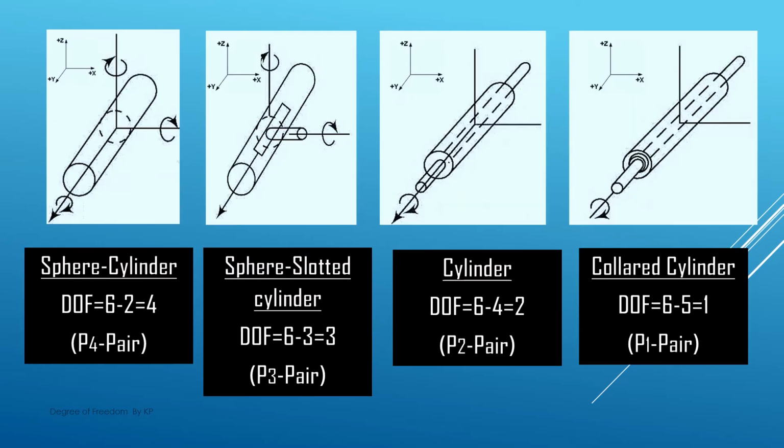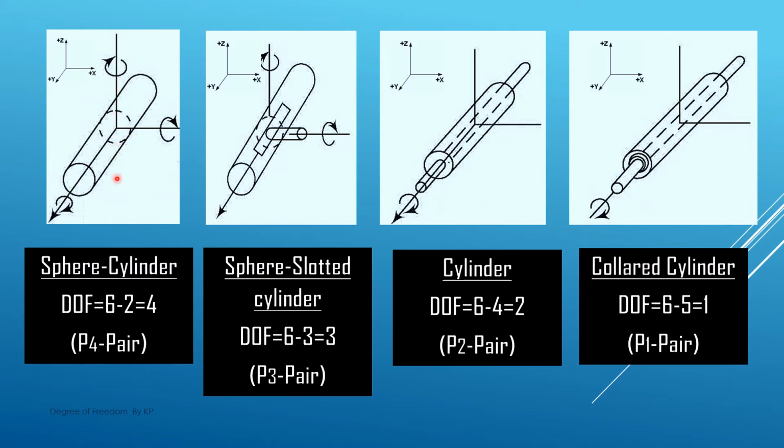Next combination we have is the sphere cylinder combination. If we have a cylinder and inside the cylinder one sphere is placed, we see that this sphere cannot move along the x-axis, it can freely move along the y-axis, and it cannot move along the z-axis. So it is having two translatory restrictions, one along the x-axis and second along the z-axis.